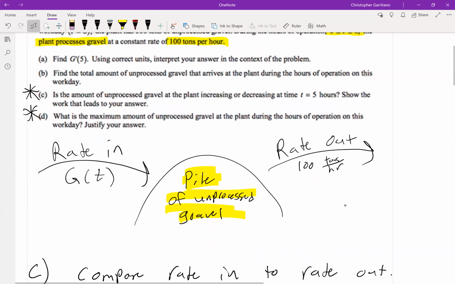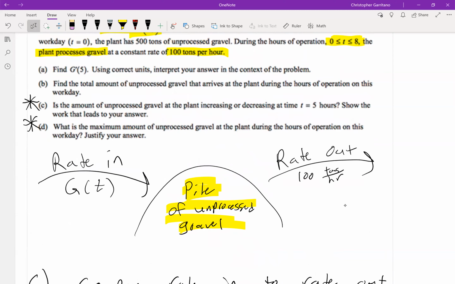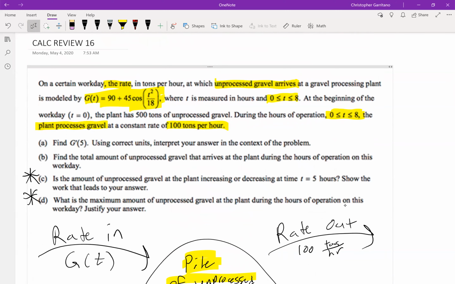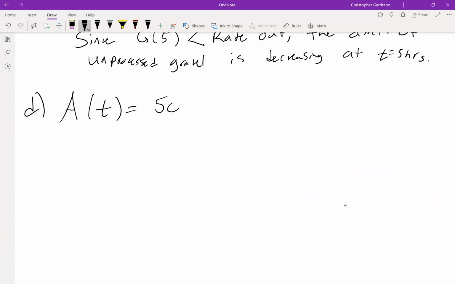Since this is a pile that's changing in size, we want to take into account how much gravel was there at the very beginning. When the day started, there were 500 tons of gravel. So we need to take into account our initial condition. You can think of this as A of 0. And now that we have our initial anchored point, we can add to it the amount of gravel that was brought in.